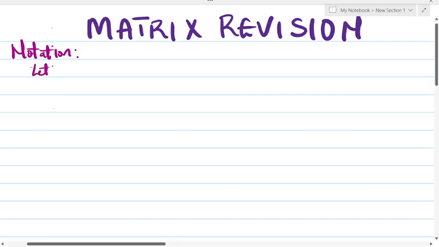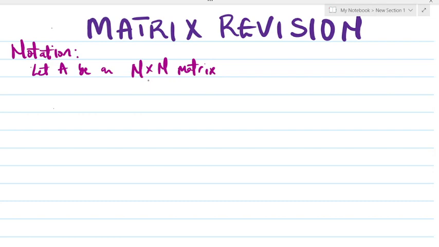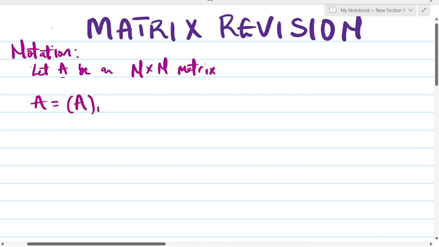Let A be an n by n matrix. For it to be n by n, that means we are talking about a square matrix. So this our matrix A, we can write it as A with subscript ij, or we can write its component, or its element, as a_ij. So take note of these three notations: the matrix A, then its component written like this, and also written like this.